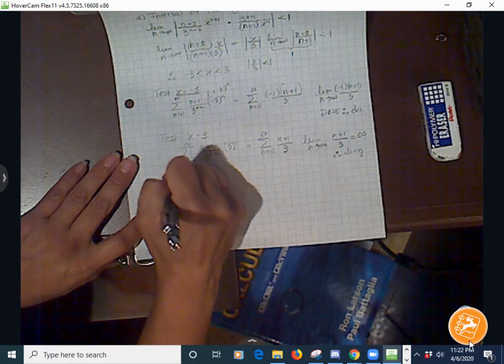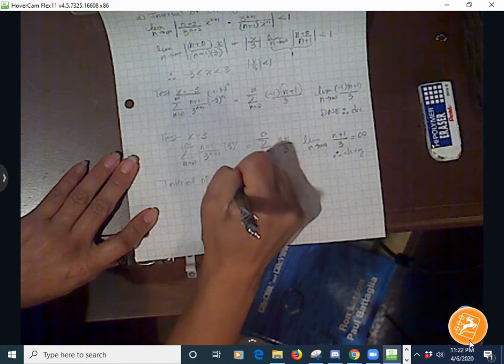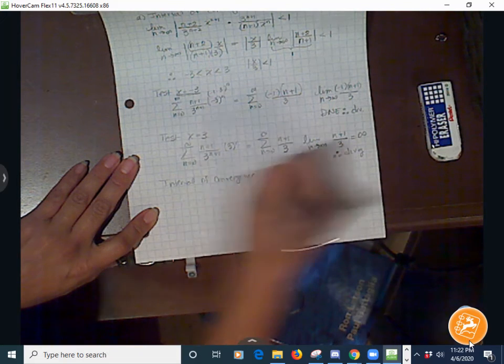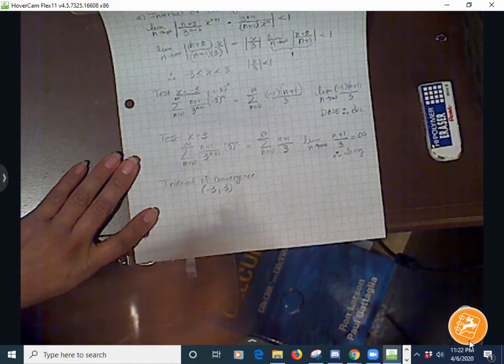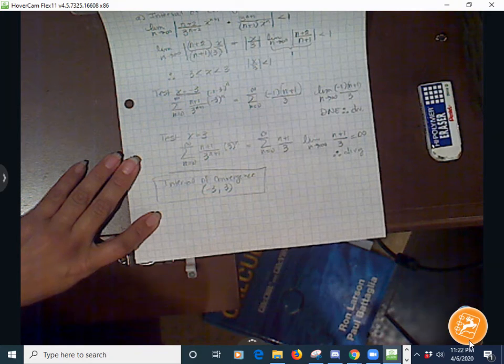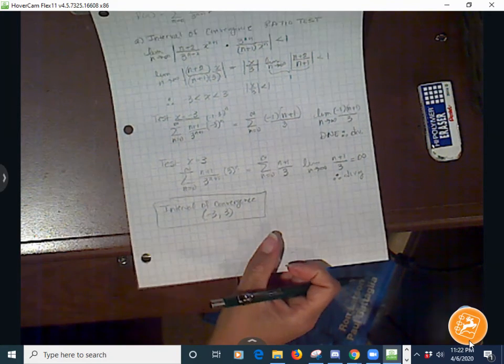So the interval of convergence would be negative 3 to 3. And that would be my answer. All right. So now part B. So let's go back to the problem.